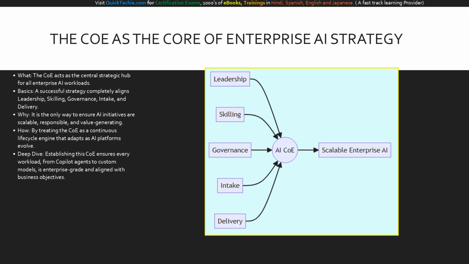Let's review this culminating diagram. We see our 5 core elements: leadership, skilling, governance, intake, and delivery stacked on the left. They all point inward, feeding directly into the central AI COE hub. This signifies that an AI center of excellence is not just one single thing, it is the powerful synthesis of these 5 distinct disciplines. The output from this central hub is a single, clear result on the right: scalable enterprise AI. This visual perfectly encapsulates why your overall AI strategy must focus heavily on designing and implementing a robust Microsoft AI Center of Excellence to achieve true, lasting business transformation.